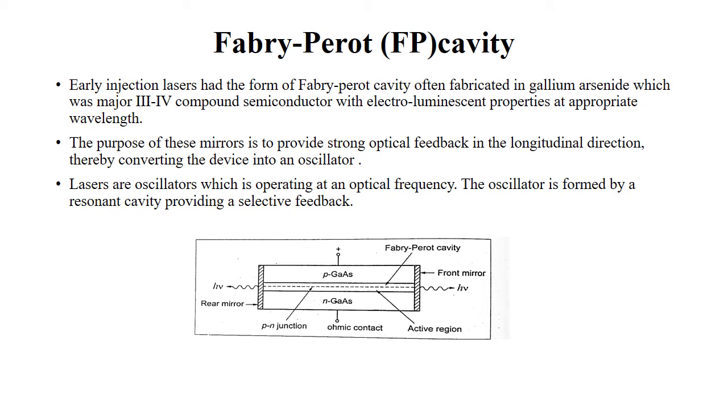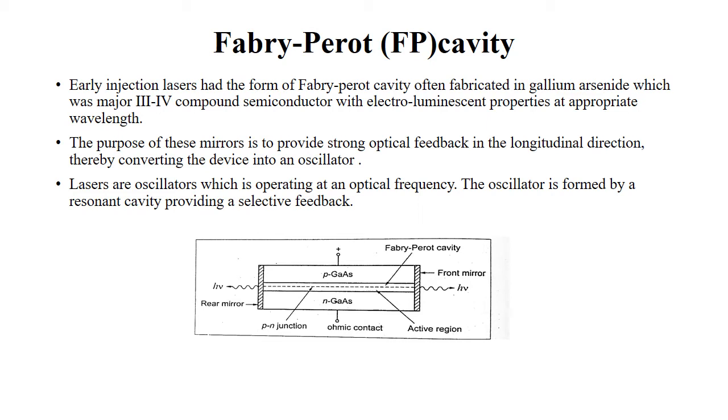Next is the Fabry-Perot cavity. In early injection lasers, the device had the form of a Fabry-Perot cavity, often fabricated in gallium arsenide, a major third and fourth compound semiconductor with electroluminescent properties at the appropriate wavelength. In the basic structure of this homojunction laser diode Fabry-Perot resonator, a pair of flat, partially reflecting mirrors are directed towards each other to enclose the cavity.